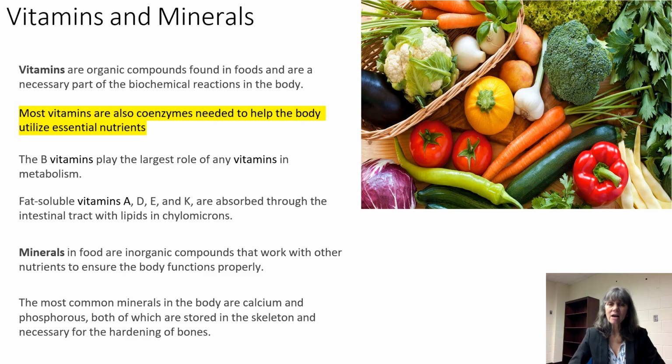Vitamins are organic compounds found in foods, and they're a necessary part of the chemical reactions that occur in our body. Most vitamins act as coenzymes that are needed to help the body utilize essential nutrients. Remember, coenzymes help enzymes do their job. B vitamins play the largest role of any vitamins in metabolism. However, we need all kinds of vitamins.